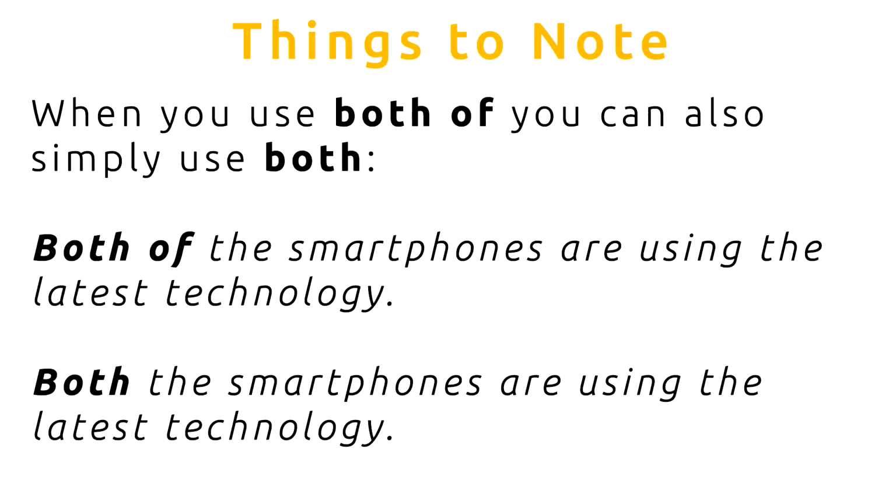When you use both of, you can also simply use both. Remember, both of was one of the structures that we looked at, but we can simply use both. Look at these 2 sentences. Both of the smartphones are using the latest technology. This is a good sentence. We can also omit of if we wish. We can simply say, both the smartphones are using the latest technology. Both of these sentences are good.